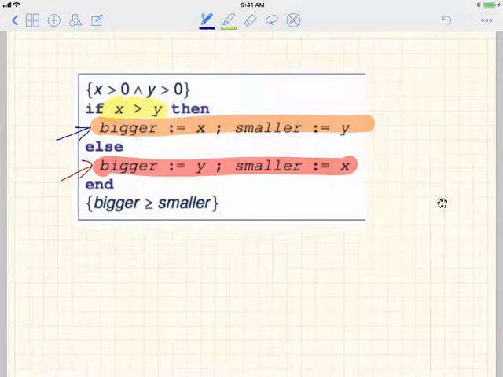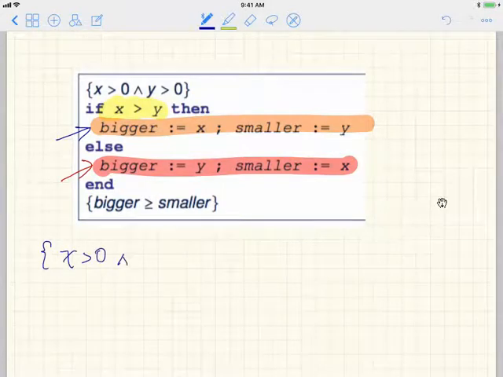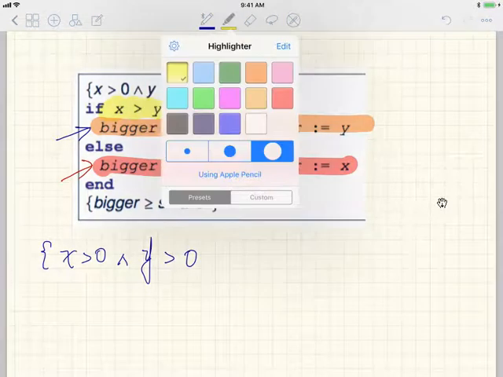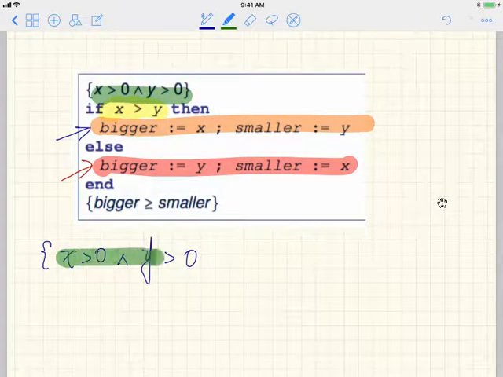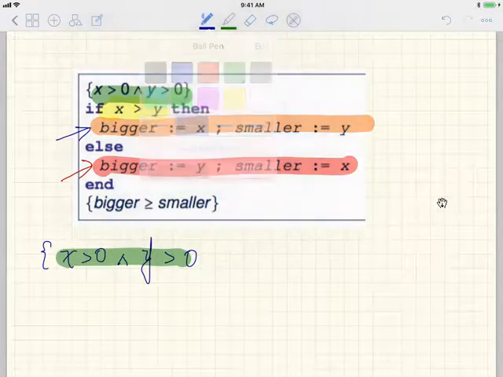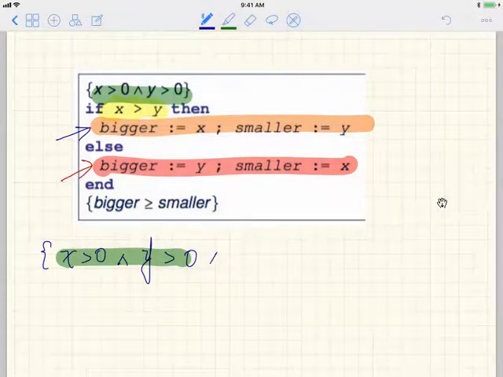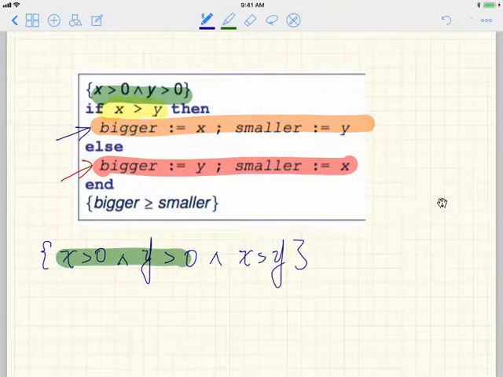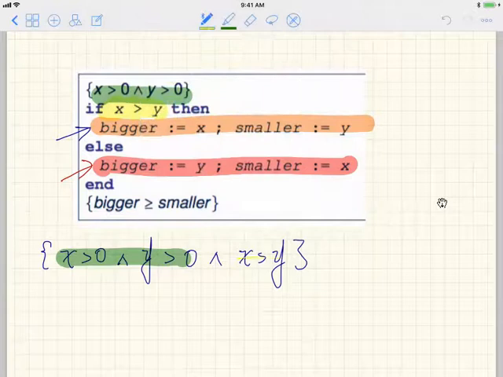First of all, we start with x larger than 0 and y larger than 0. That's the precondition we start with. Let me use green over here. Okay? And then let's say we go to the first branch. If we go to the first branch, what does that mean? That means we actually get something over here, x larger than y. Okay? So that's the yellow part over here.